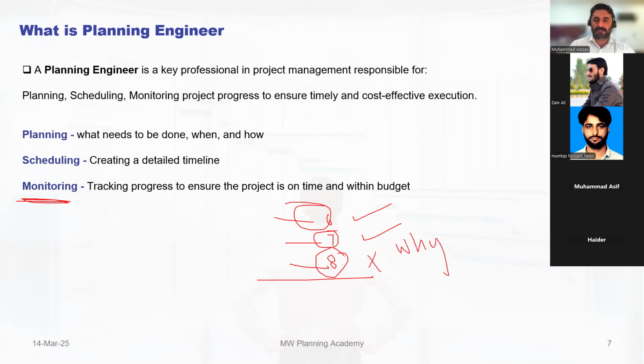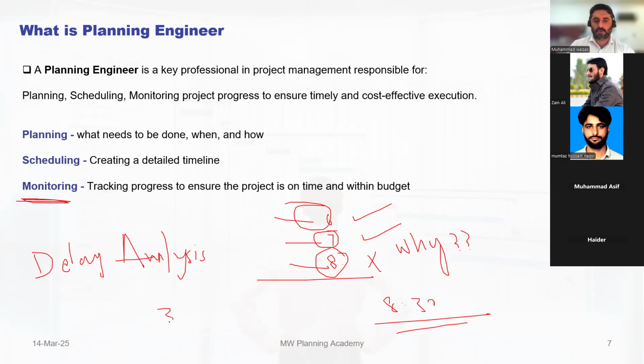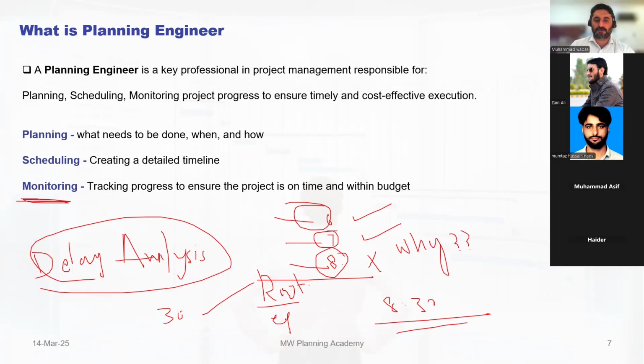Because now this why is the next field of planning, which we call delay analysis. We will also cover that delay analysis, but on a summary level, because this is a big thing and it will take some sort of experience. So, for example, I will just give you a brief here: you were supposed to reach the office at 8 o'clock, but you reached at 8:30. Now you are delayed by 30 minutes. So why are you delayed? Therefore, in delay analysis, we will see the root cause, why we were delayed.